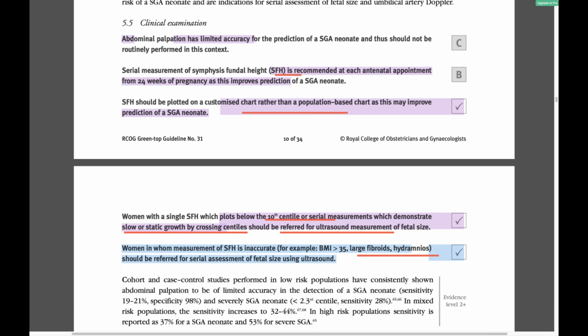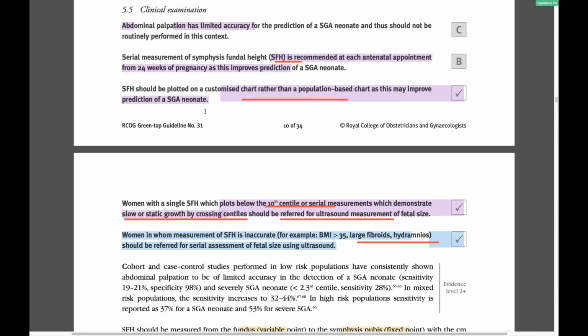24 weeks of pregnancy. Whenever we plot this symphysis fundal height, it is important to plot it in a customized chart rather than in a population based chart. In a customized chart, they take care of the ethnicity, height, weight, so many things. So it has to be plotted in a customized chart.